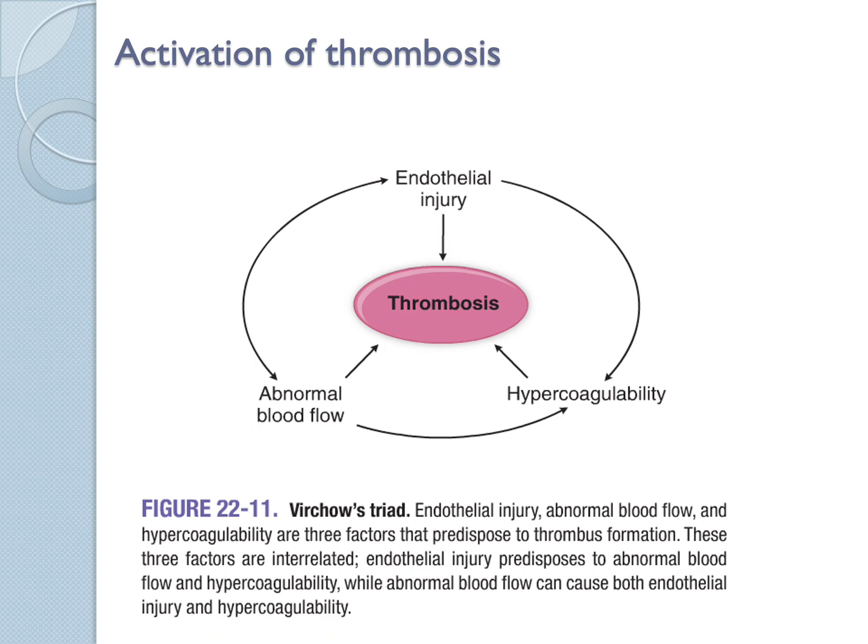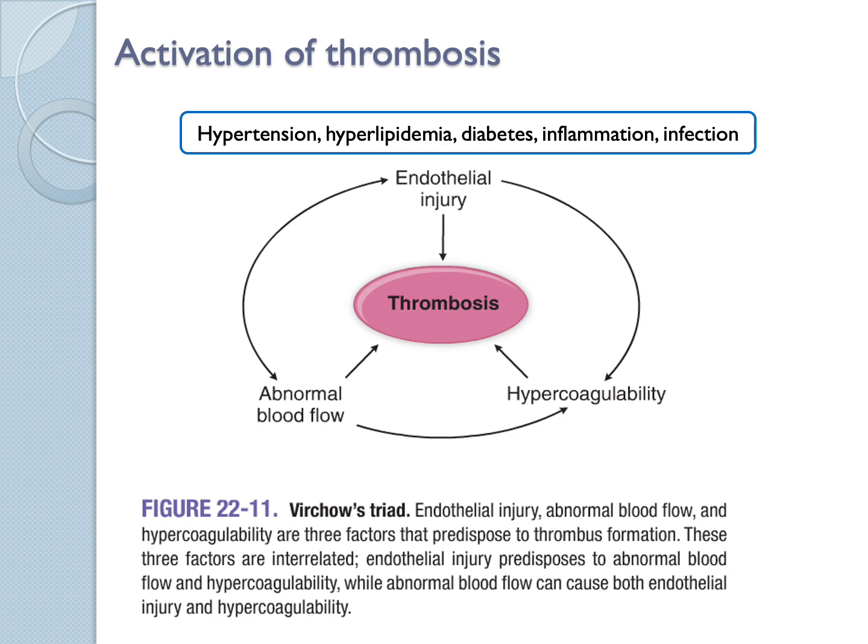First, there's an injury at the endothelium. Secondly, there's abnormal blood flow. And the third one refers more to disease states, hypercoagulability. Let's go through them one by one.